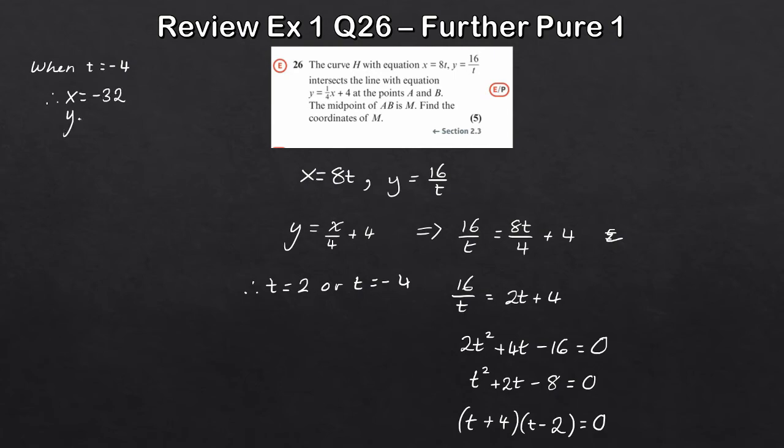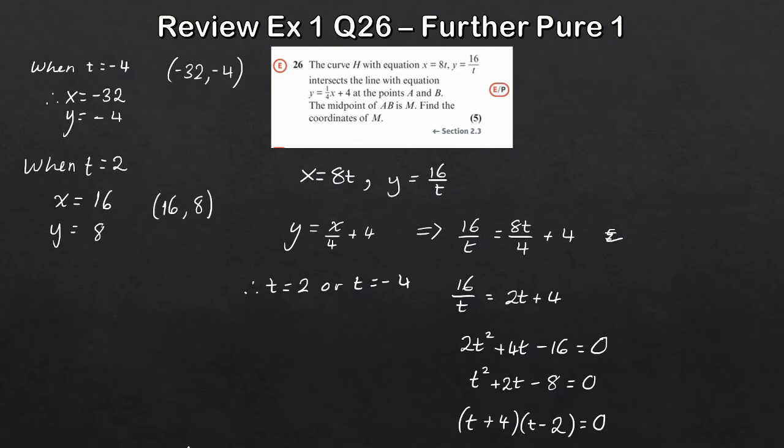And then y, that's 16 divided by t, so 16 divided by minus 4 gives us minus 4. So when t is minus 4, it's minus 32, minus 4. And then when t is equal to 2, what do we get for x and y? Well, x is just going to be 8 times 2, so that's 16, and then y is 16 over 2, which is 8. So that's 16 and 8. It doesn't matter technically which of these two points you label A and B.